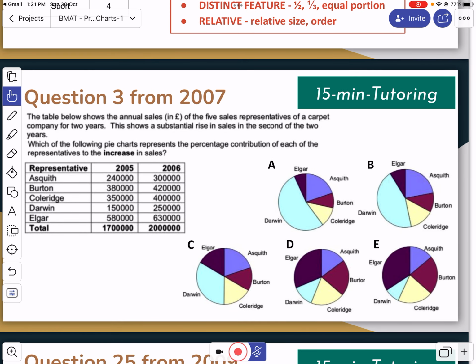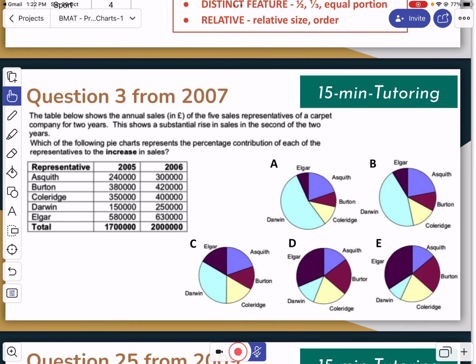So I have question 3 from the 2007 exam. You can pause here and read the question, or if you want, you can go to the official BMAT site and download the exam question as well. I encourage you to attempt this question on your own using the three techniques we talked about earlier. Alright, let's read the question together.